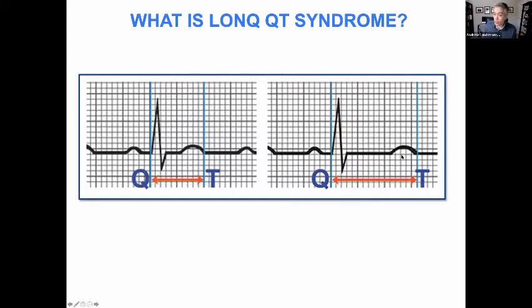And that essentially means the electricity of the heart takes a little bit longer to reset after the heart fires. So every heartbeat is started by electricity, and the electricity has to reset so that the heart can beat again. And that resetting is the QT interval. In patients with long QT, that time takes longer than other people. So that's essentially what long QT syndrome is.